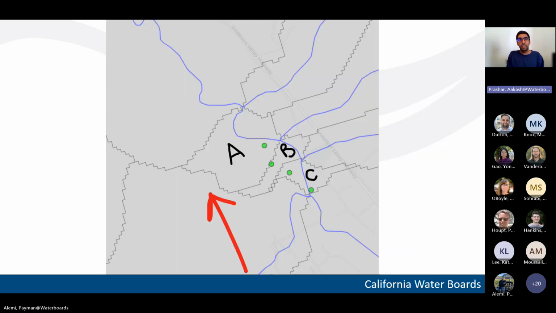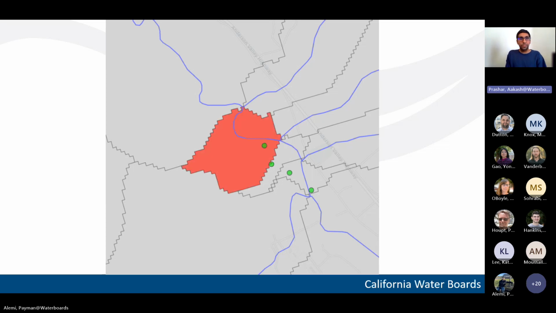So in this map, the green dots are all PODs for the same water right. Water is flowing in the northwest direction, indicated by the red arrow. And then since these PODs are all in the same flow path, we just assign the most downstream subbasin to the water right. Next slide, please. In that case, it's subbasin A. Okay, next slide.